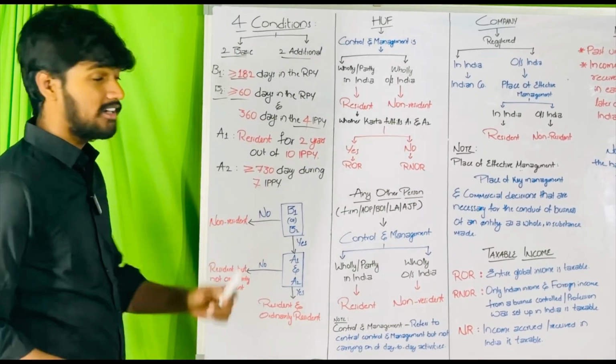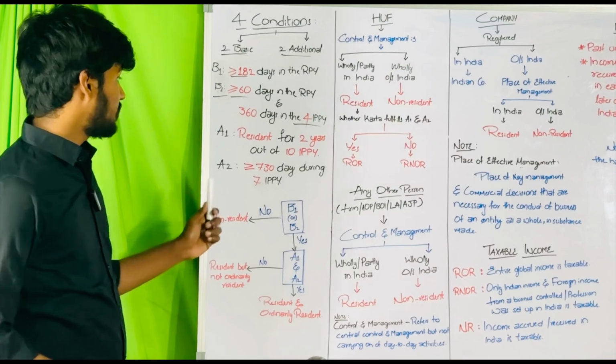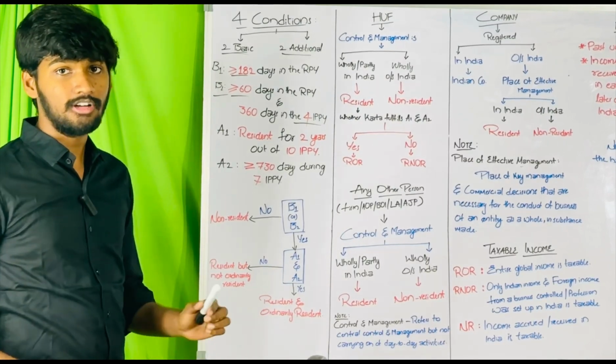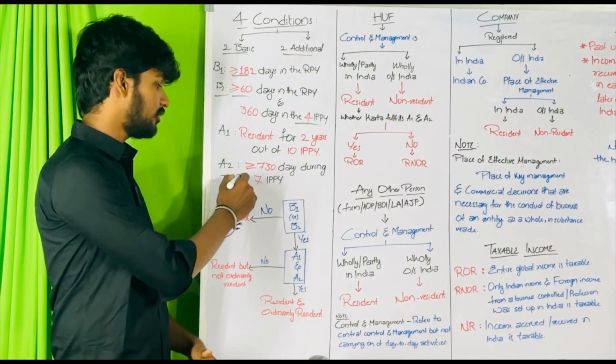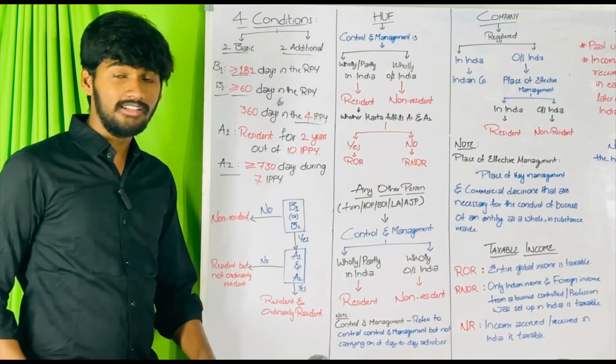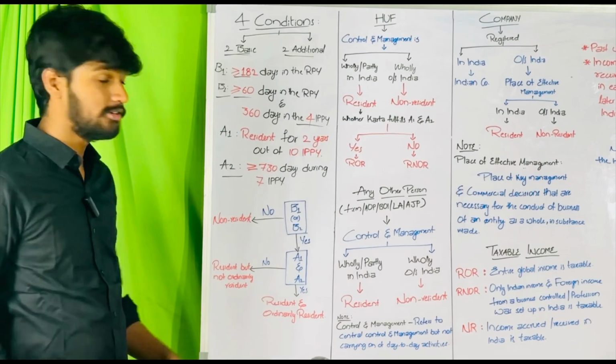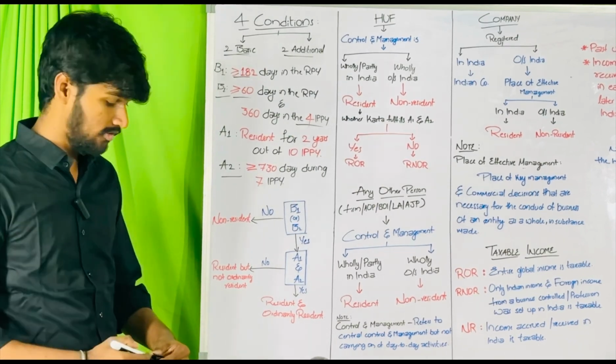And the additional condition 1 is the person must be resident for 2 years out of the 10 immediately preceding previous years. And additional condition 2 is the person must stay in India more than or equal to 730 days during the 7 immediately preceding previous years.